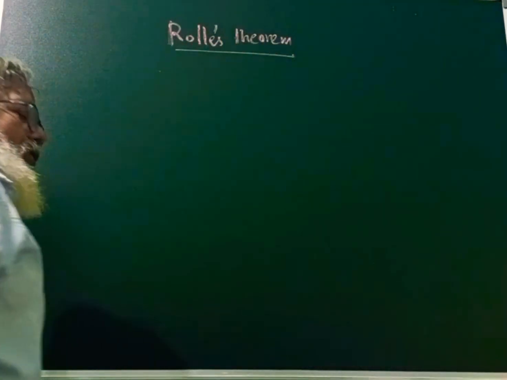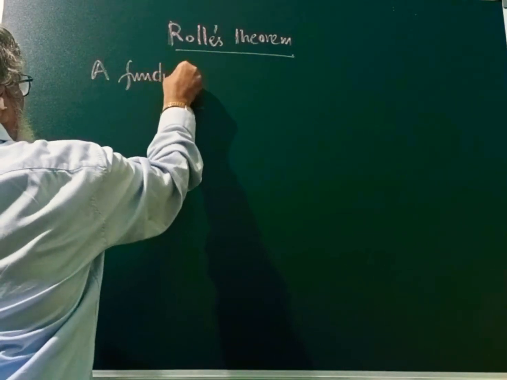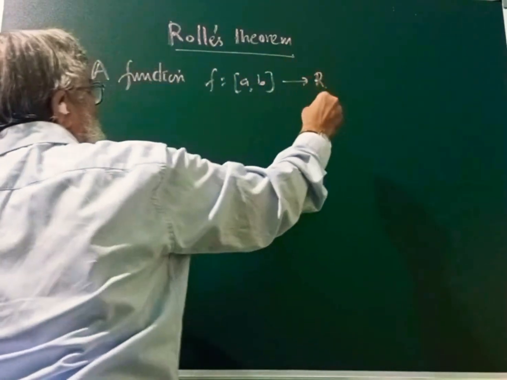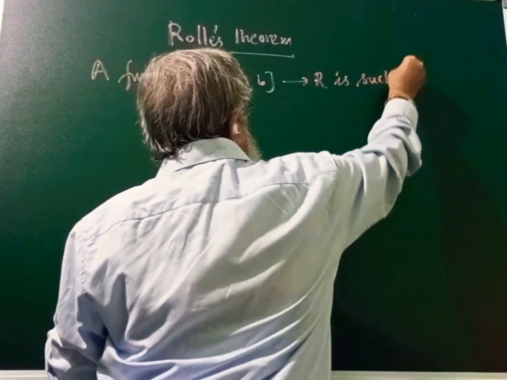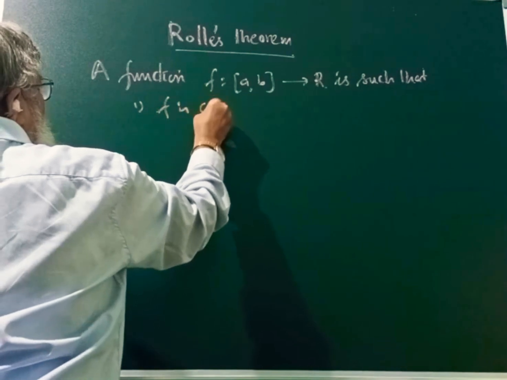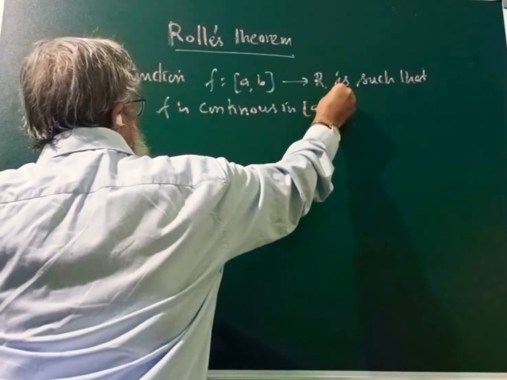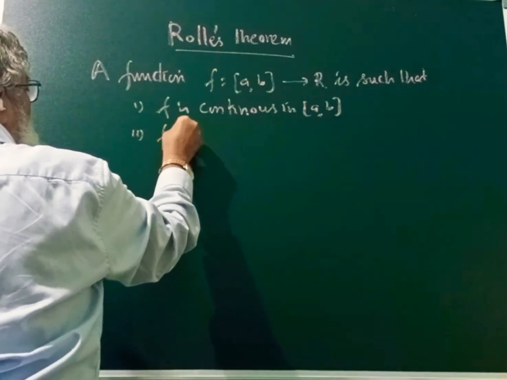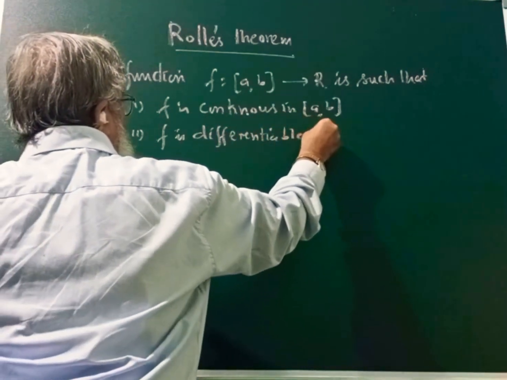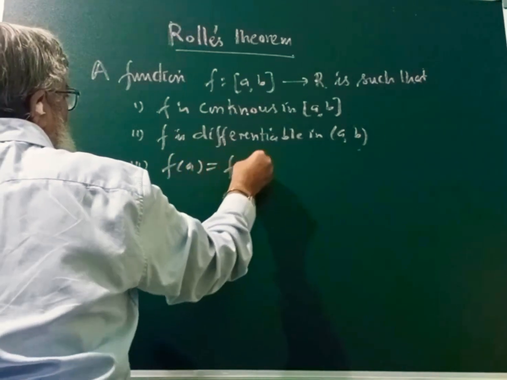Rolle's theorem. So what is Rolle's theorem? See here, a function f from the closed interval [a, b] to the set of real numbers R is such that, first, f is continuous in the closed interval [a, b], second, f is differentiable in the open interval (a, b), and third, f(a) is equal to f(b).